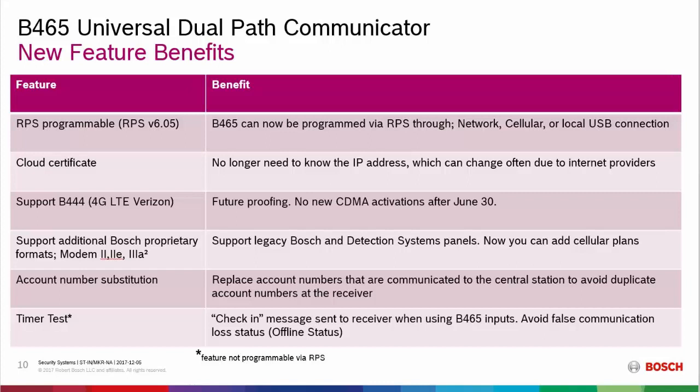So all these features that I have highlighted here, the RPS, cloud certificate, support for 444, etc., you can upgrade. If you have a 465 installed in the field today, you can upgrade your 465 to the newest firmware and get every single one of these features with the exception of the cloud certificate. The cloud certificate is something that's built in our factory, so you wouldn't be able to get that. But every single other feature on this list right here, you would be able to get by simply upgrading the firmware on the modules that you have currently purchased.